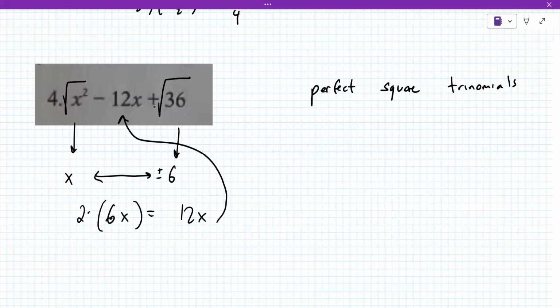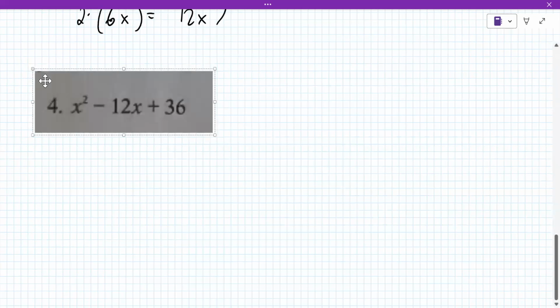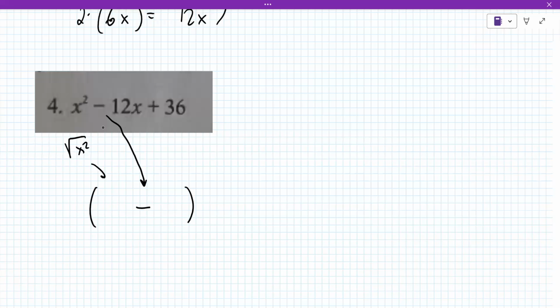Okay, so here's how you do this problem. Let me just reframe it for you. But that's sort of the check. You're going to write in parentheses, you bring this operator down. The square root of x squared goes here. The square root of 36 goes here. And you put a squared there. And that's your answer. So we're going to do 6 next.